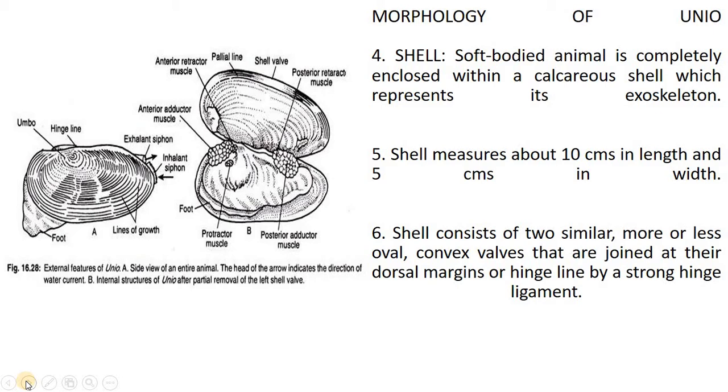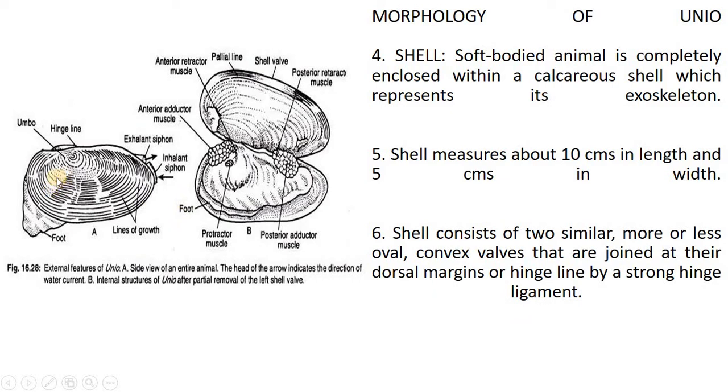Further, the soft-bodied animal is completely enclosed within a calcareous shell, which represents its exoskeleton. The shell is made up of calcium carbonate and measures about 10 centimeters in length and 5 centimeters in width. The shell consists of two similar, more or less oval or convex valves, joined at their dorsal margin by a strong hinge ligament.